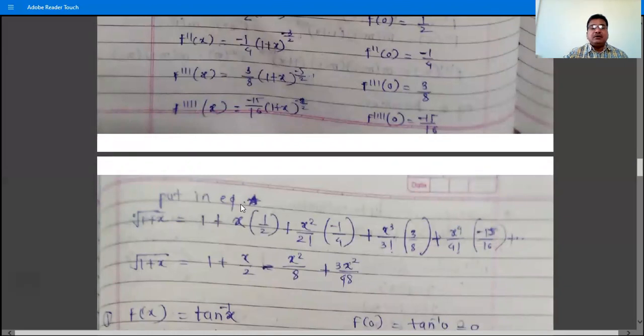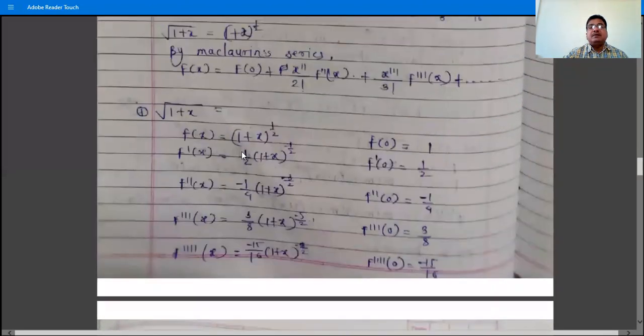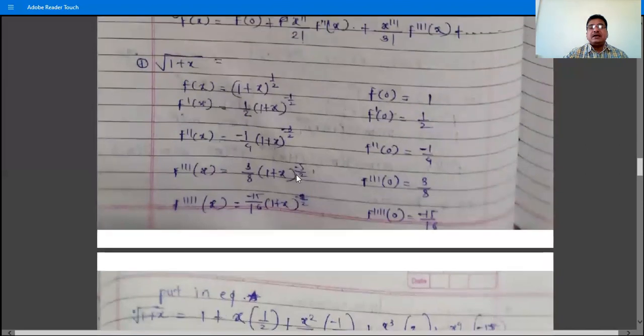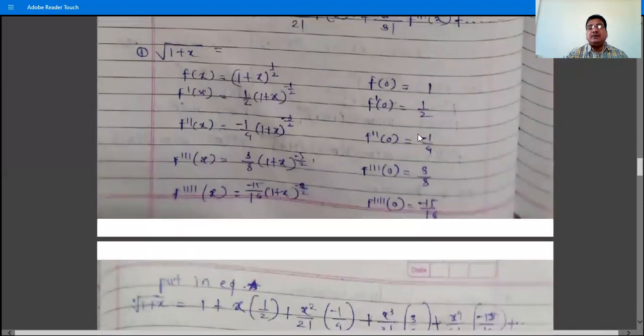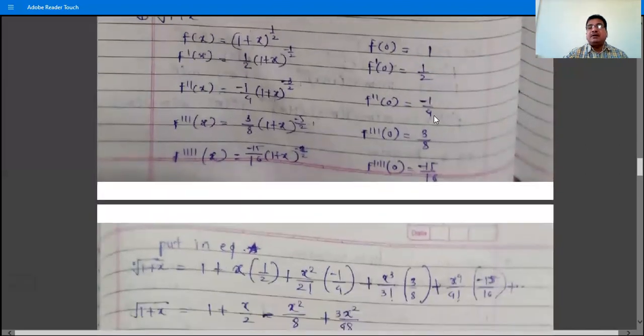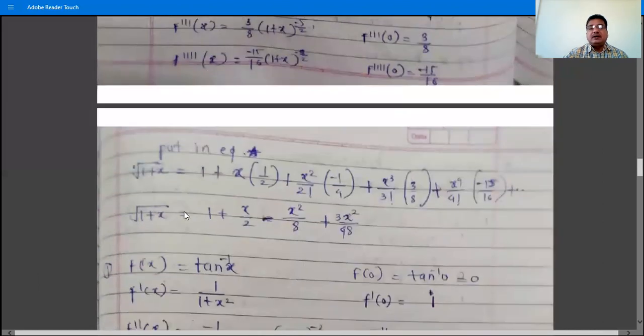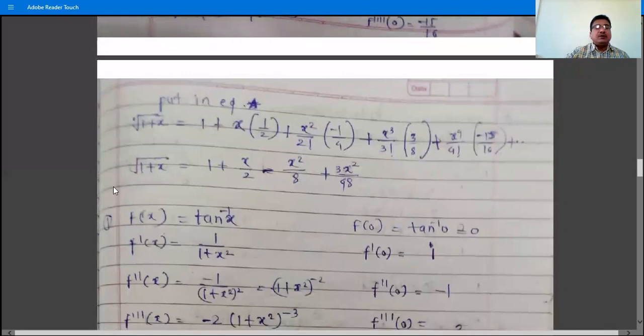Then put all these values in equation number star. Then root of (1 + x) is what? 1 plus, that is, substitute f(0) is 1, plus x f'(0) is 1/2, plus x²/2! f''(0), x³/3! f'''(0), plus x⁴/4! f⁗(0), and we have this answer, the final answer. Okay, so this is the expansion of root of (1 + x).